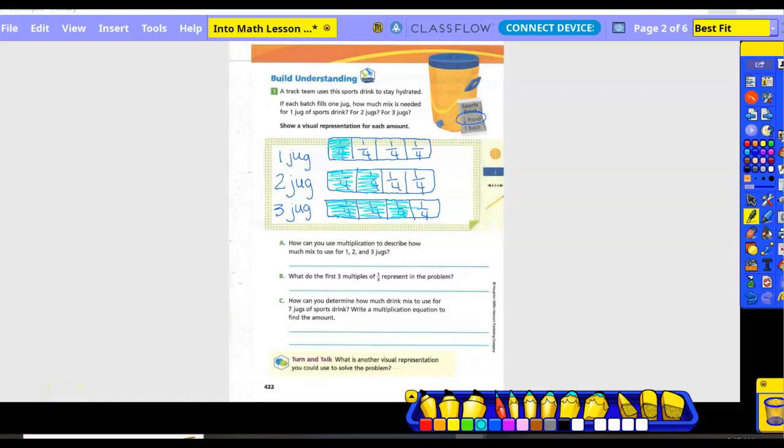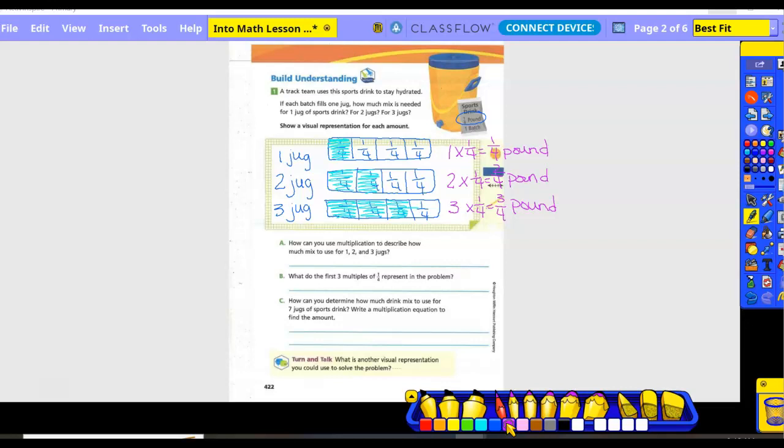Okay, so for letter A, it says, how can you use multiplication to describe how much mix to use for 1, 2, and 3 jugs? So up here, we colored in how many bars? 1, right? So we took 1 times 1/4, and that equals what? 1/4 pound, right? Okay. Up here, how many did we shade in? 2 times 1/4, and what did that equal? 2/4 of a pound. And then for jug 3, we colored in how many? 3 times 1/4 to get us what? 3/4 of a pound.